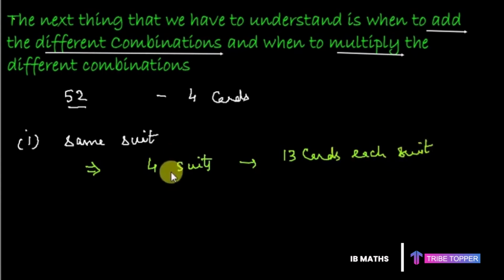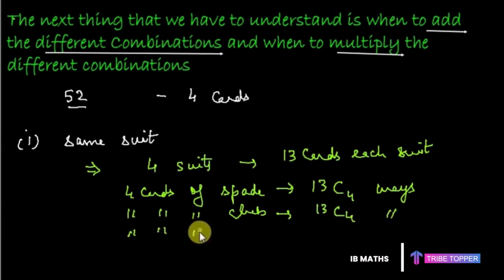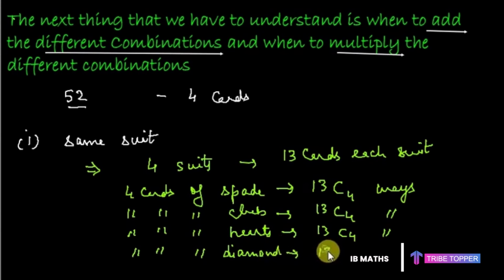So that means if you want to select all 4 cards of the same suit, say all 4 cards are of spade, then the possible ways you can select them is 13C4 ways. Out of 13 cards you have to select 4 cards of spade, or similarly you have 4 cards of club, you can select them again in 13C4 ways, or you have 4 cards of hearts, you can select them as 13C4 ways, or you have 4 cards of diamond, they can be selected as 13C4 ways.